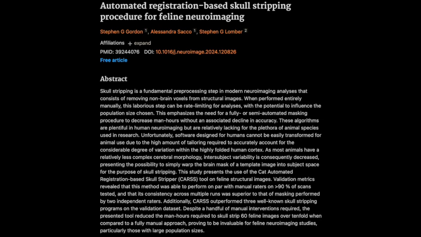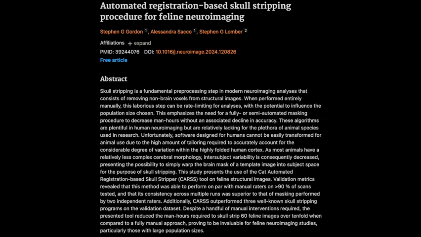Another avenue worth exploring is how CARS could be adapted for use in other imaging modalities, such as CT scans. Right now, it's specifically designed for MRI, which is a powerful tool, but CT is more widely available in veterinary practices. That's a great point. Having a CARS-like tool for CT scans could be a game changer for veterinary neurology, making advanced brain imaging analysis more accessible to a wider range of clinicians. Precisely. It could democratize access to these powerful tools and potentially lead to earlier and more accurate diagnoses for a wider range of neurological conditions in cats.